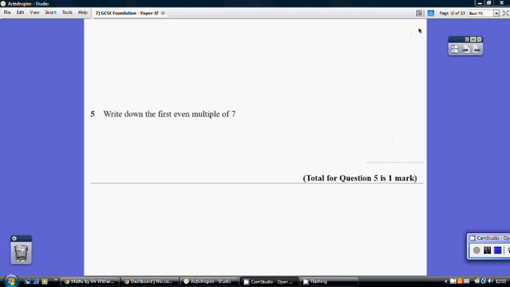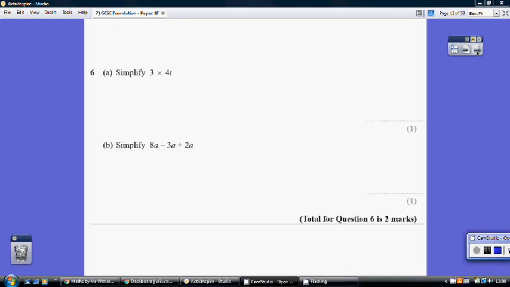Question 5. Write down the first even multiple of 7. So multiples of 7 is just the 7 times table. 1 seven is 7. Well, that's odd. 2 sevens are 14. Well, that is even. So the first even multiple of 7 is 14.